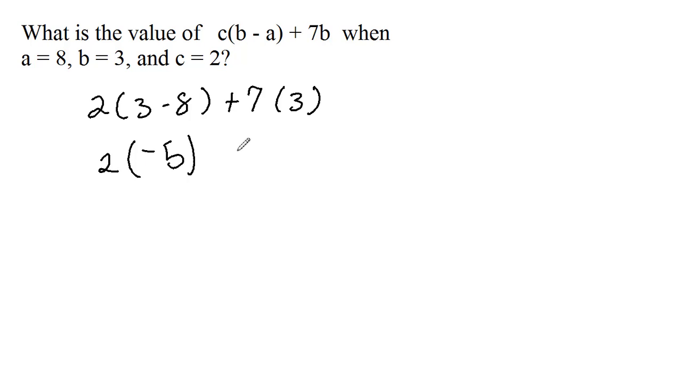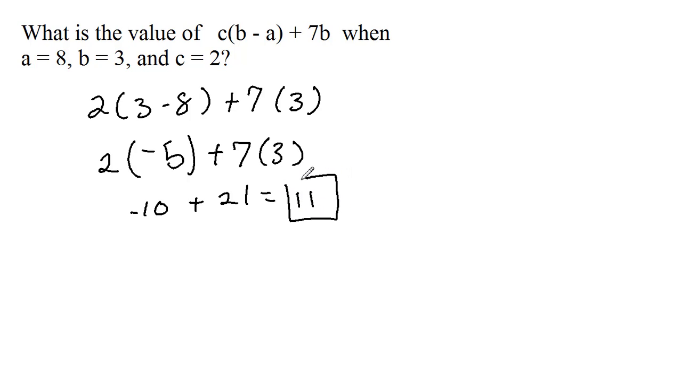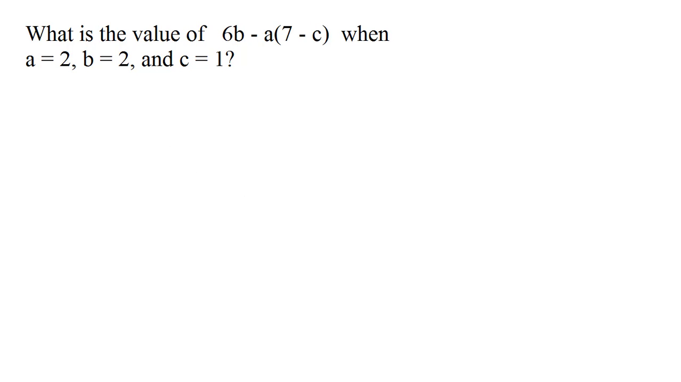We'll still have 2 times -5 plus 7 multiplied by 3. 2 times -5 gives us -10, plus 7 times 3 is 21, so that gives us 11. And that's our answer.